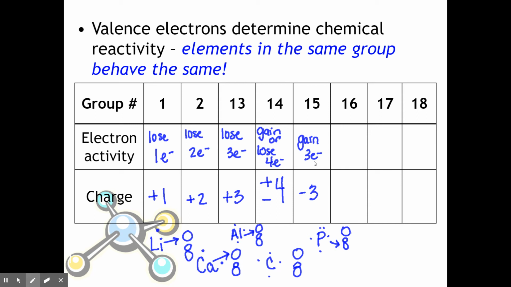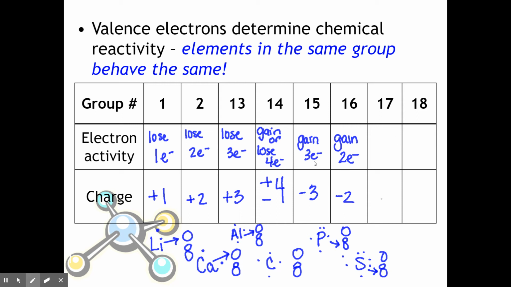In group 16, we have sulfur. It has 6 valence electrons. It is easier for it to go to 8 by gaining 2 electrons. If it gains 2 negative electrons, its charge is going to be -2.